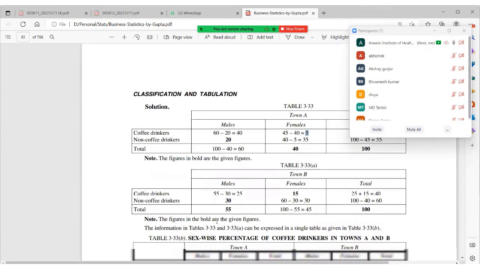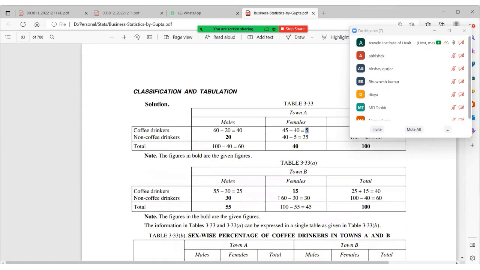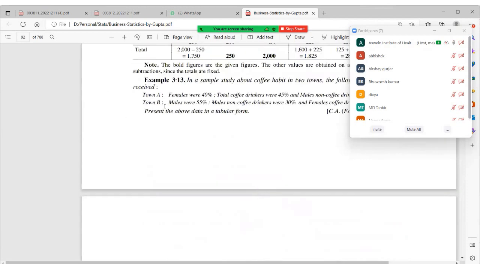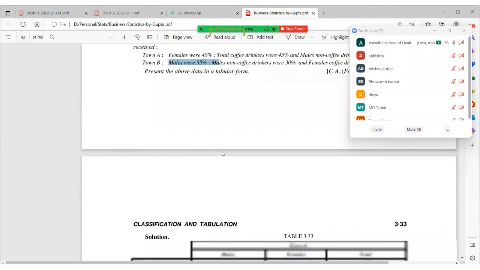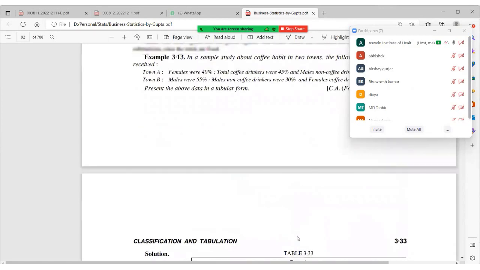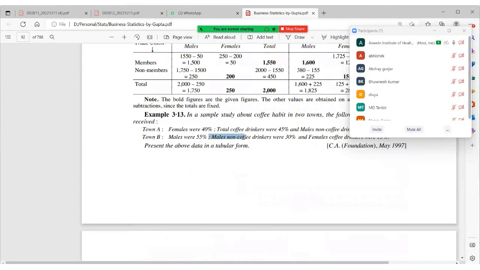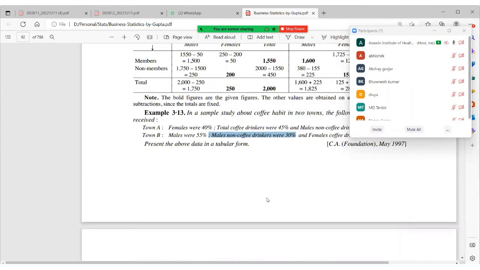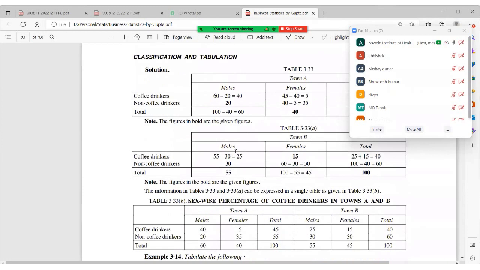In the similar way, for town B, see town B, males were 55, total males were 55. Total is 100% already given. So 100 minus 55, we got 45% of females. Got it? Next, males, non-coffee drinkers are 30%. We already have this 55, 55 minus 30, we got this 25.